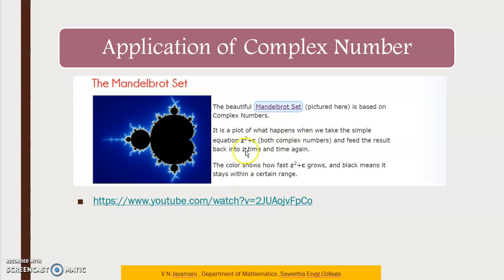A beautiful picture you will get every time you rotate that kaleidoscope. It is a plot of what happens when you take the simple equation z squared plus c, both complex numbers, and feed the result back into z time and time again. The color shows how fast z squared plus c grows, and black means it stays within a certain range. So now we are going to look at a video relating to this. Just watch this video.